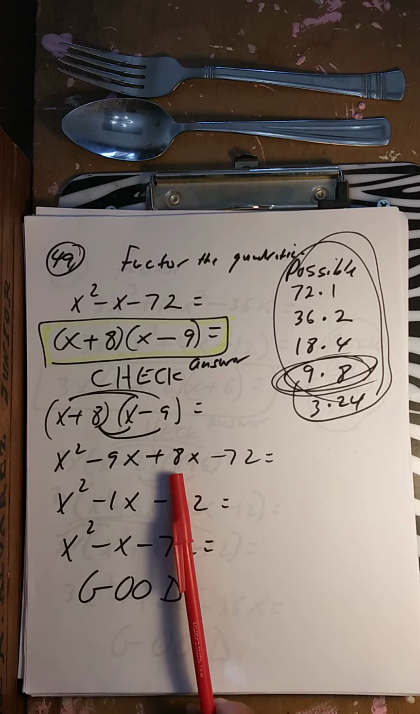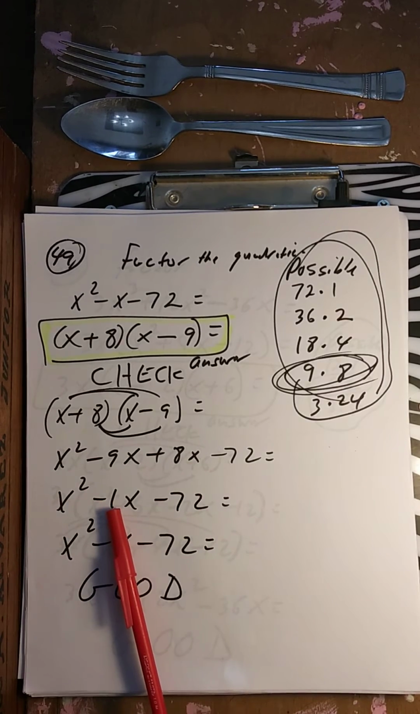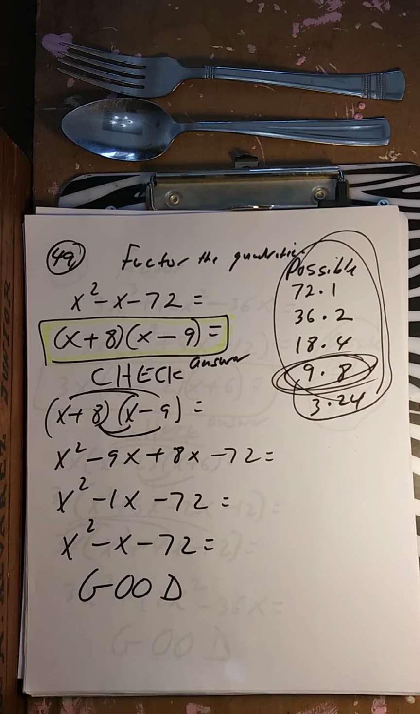So now we have negative 9x, positive 8x is going to give you what? Negative 1x. And you don't have to put the negative 1 for it. You can just put x squared minus x minus 72, which is what we got.